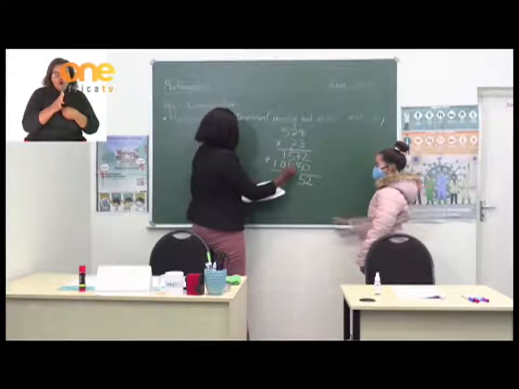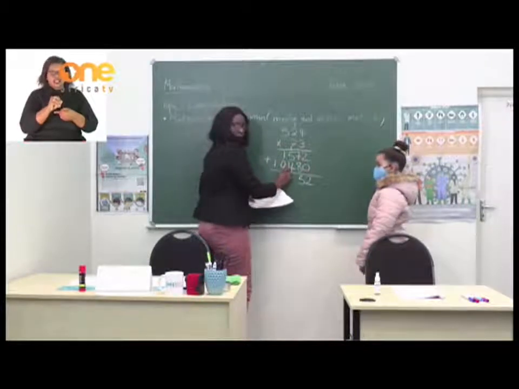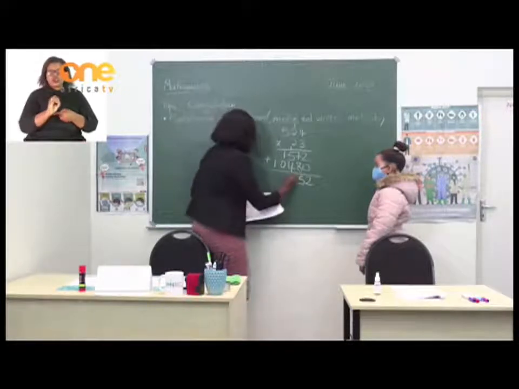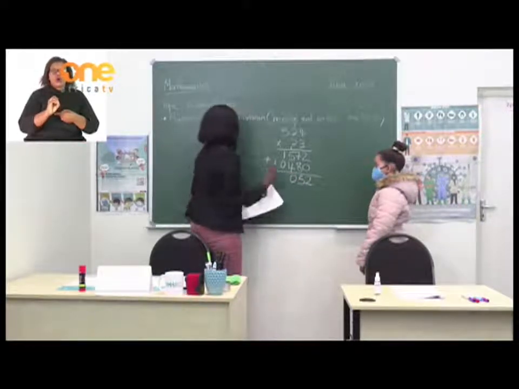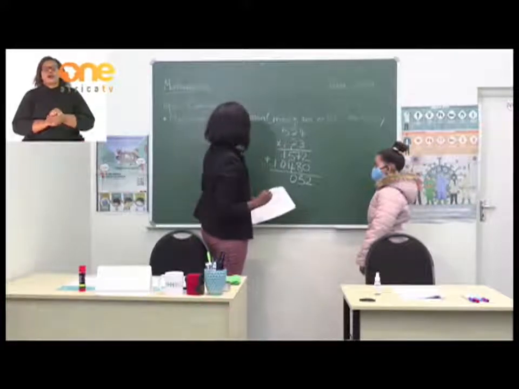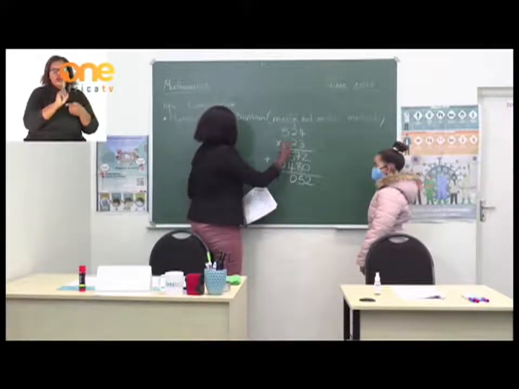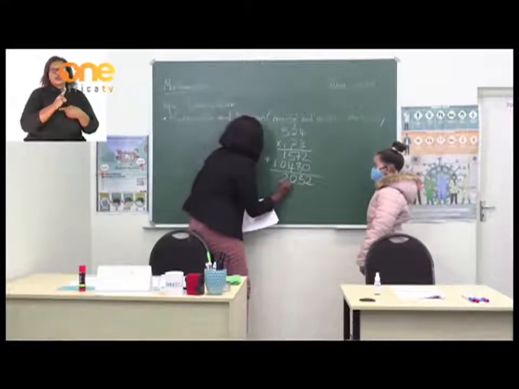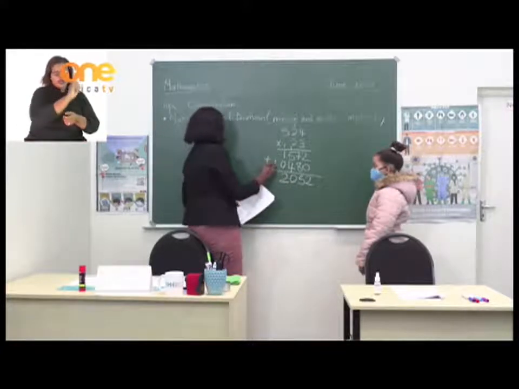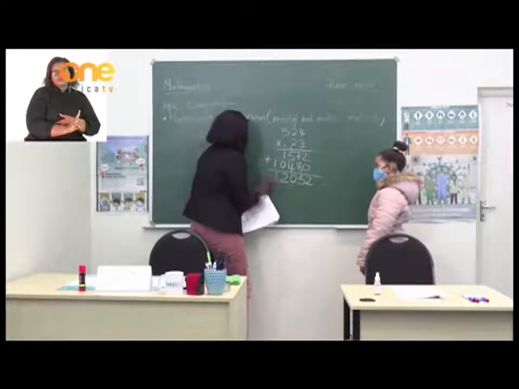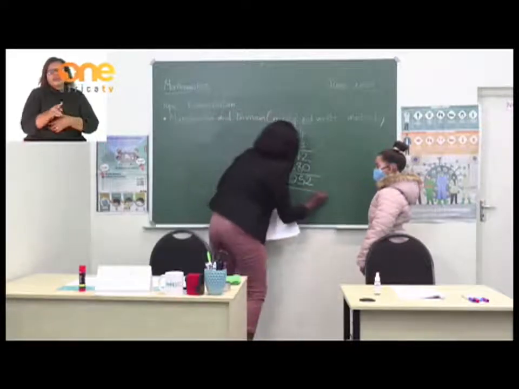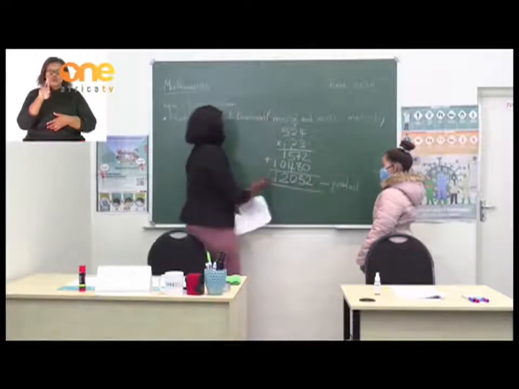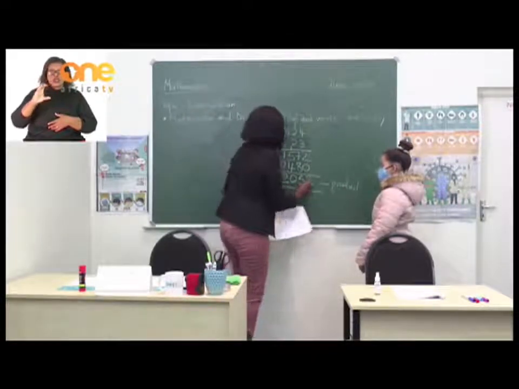6 plus 4 is 10. We write our 0 there, carry over the 1. Good. Now we have 1 plus 1 plus 0. What is our answer? Which is 2. And then what will happen with our 1? We bring down our 1 here. So that is our product. This is what we call our product, which is 12,052.